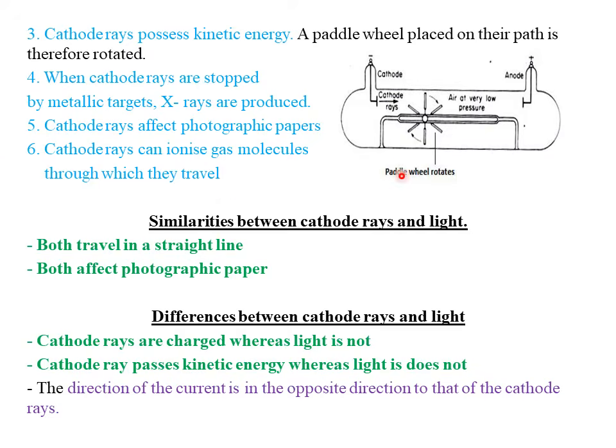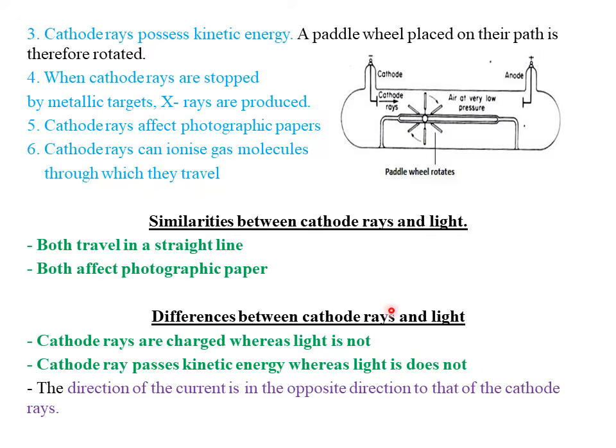Then we look at the similarities between cathode rays and light. Of course, the first similarity is that they both travel in a straight line, or they obey rectilinear propagation. Then the second similarity is that they both affect photographic papers. That is why you can use light in taking photographs.